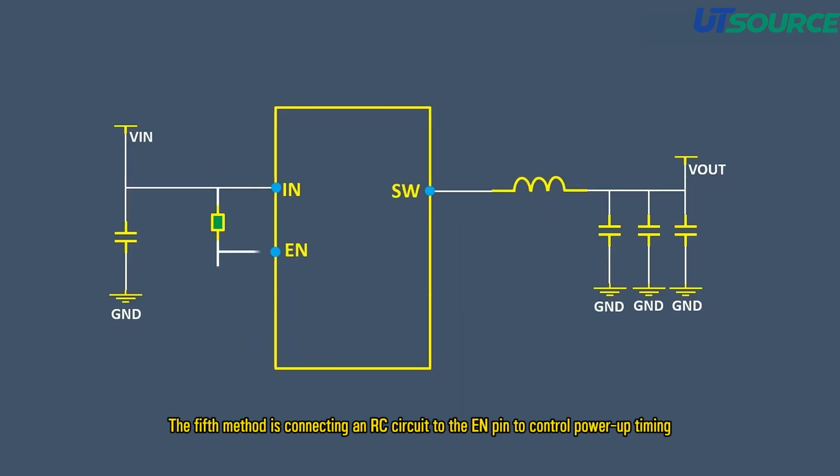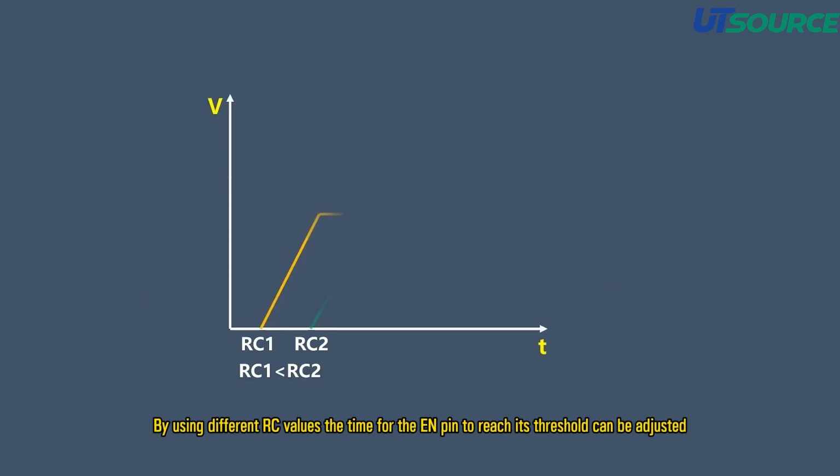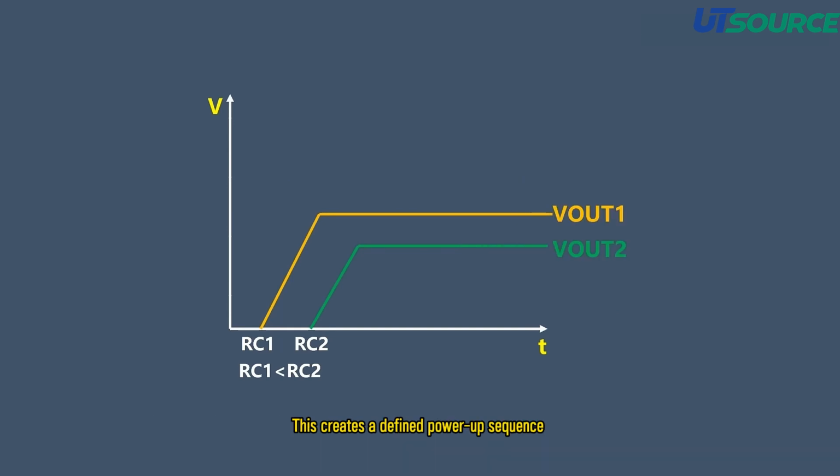The fifth method is connecting an RC circuit to the EN pin to control power-up timing. By using different RC values, the time for the EN pin to reach its threshold can be adjusted. This creates a defined power-up sequence.